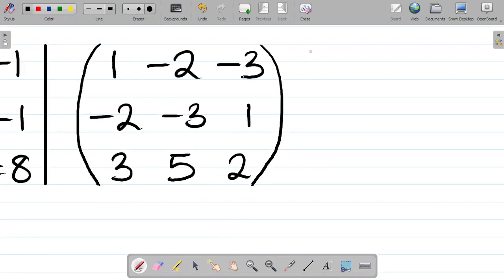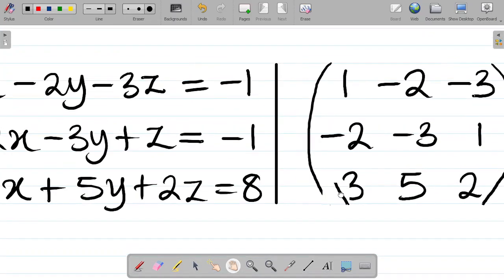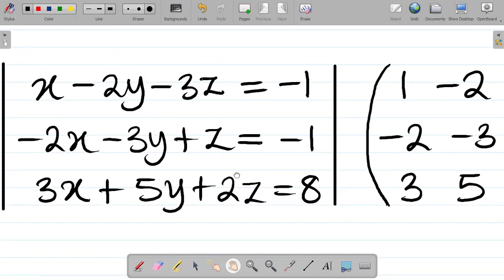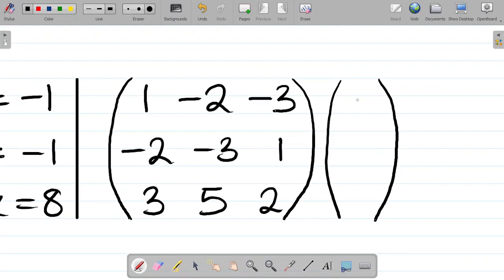Then the next thing you have to do is multiply this with the variable matrix. How do you form the variable matrix? Looking at the question here, the variables are x, y, and z. So I have this as x, this as y, this as z. It's just this simple.